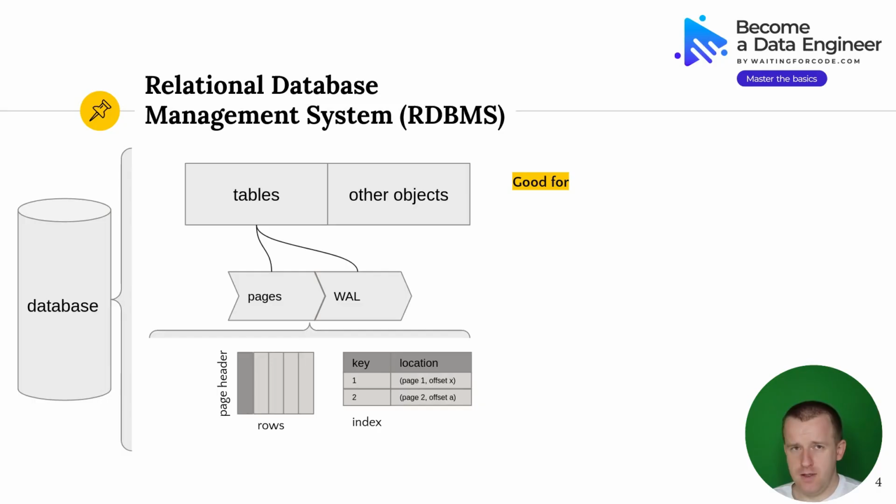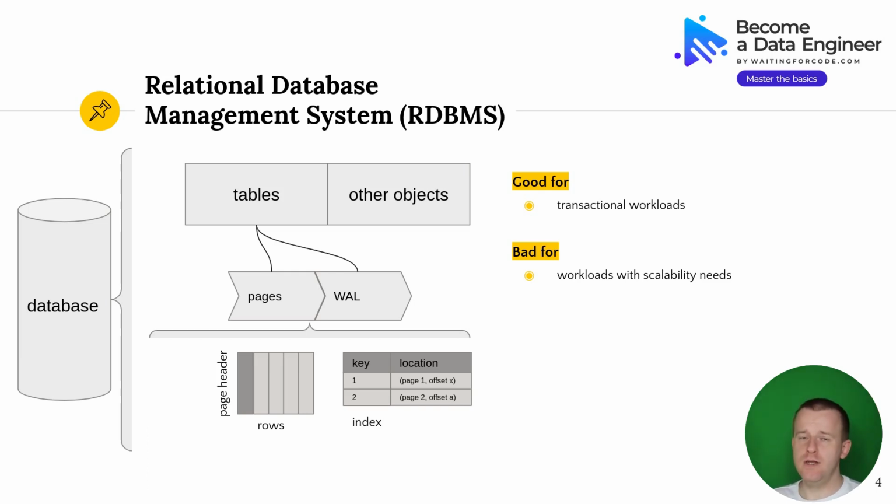And to sum up the pros and cons, RDBMS is good for transactional workloads because of this ACID guarantee, and it's bad for the workloads that need some scaling because, as you saw, all reads and writes always go to the single node, unless you do some more complex operations like sharding. But yeah, it's something that exists.